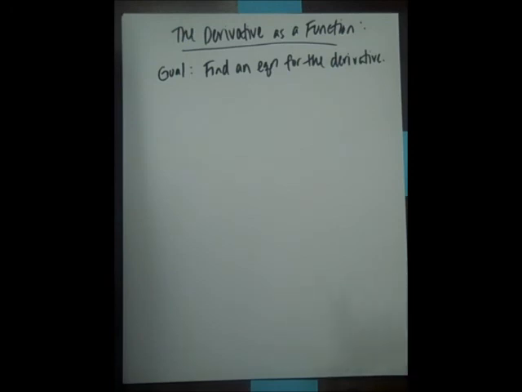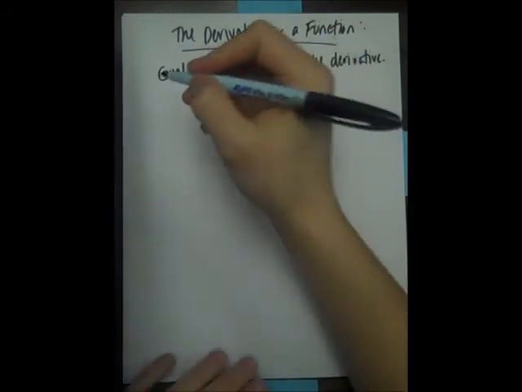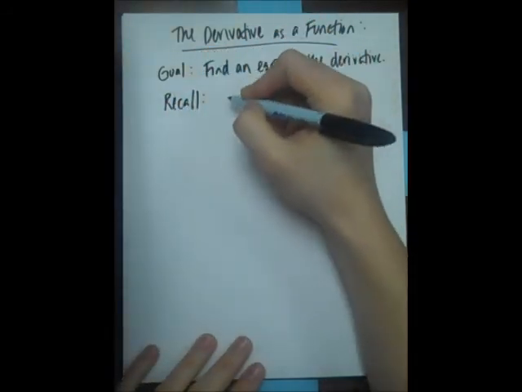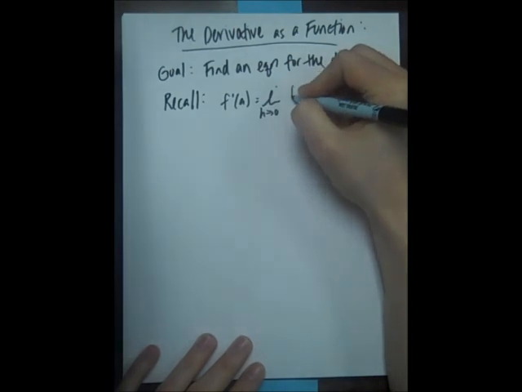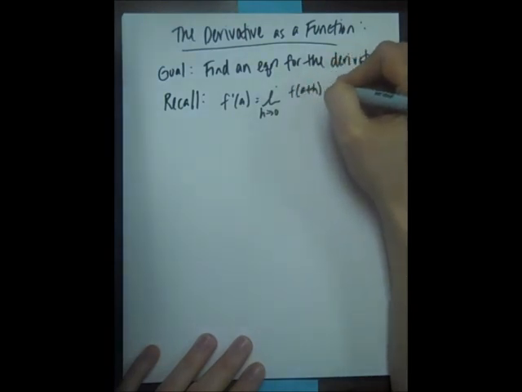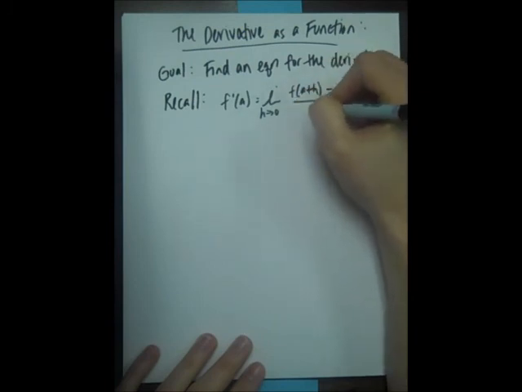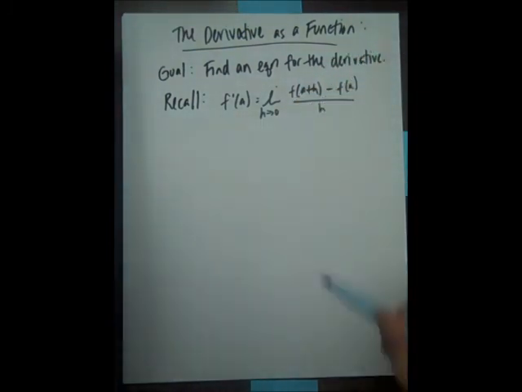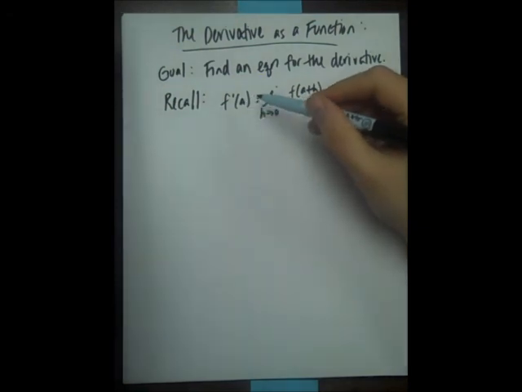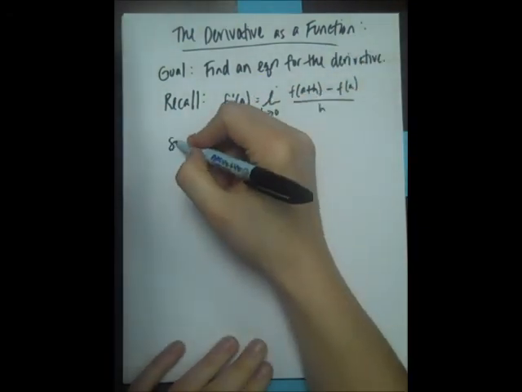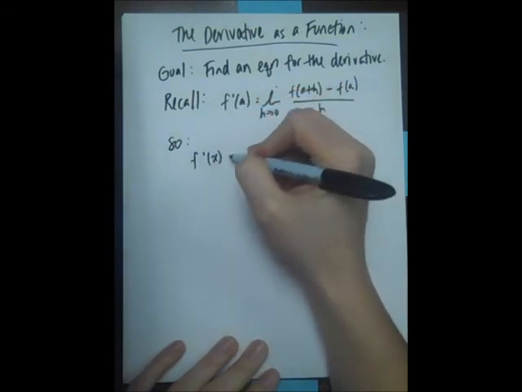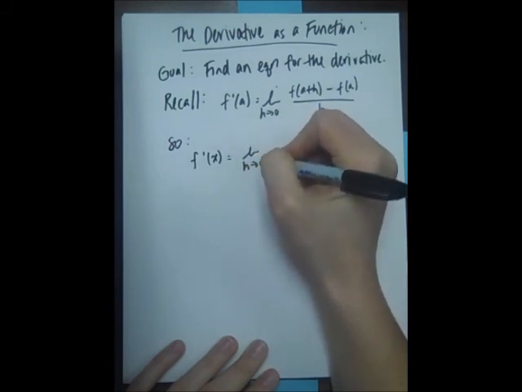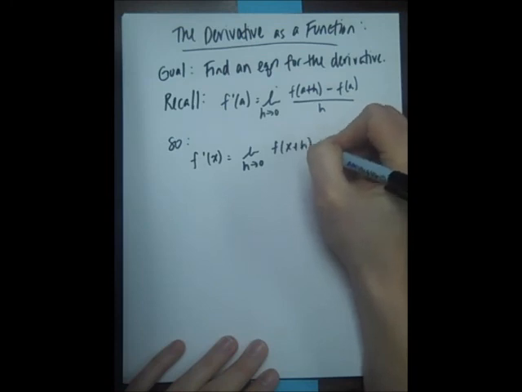So what we're going to do is, instead of using an a, we're going to use an x. So recall that f prime of a was the limit as h approaches 0 of f of a plus h minus f of a over h. So this was the derivative at a particular point. We want to find the derivative for any value of x, so the limit definition of a derivative is f prime of x, so now this is an equation, is the limit as h approaches 0, f of x plus h minus f of x all over h.